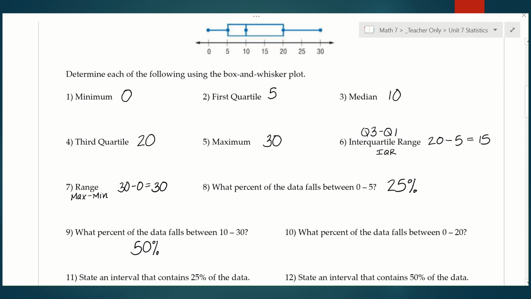Number 10, what percent of the data falls between 0 and 20? From 0 to 20, we have a whisker and 2 boxes, which is 3 sections. If each section is 25%, 3 sections is 75%.